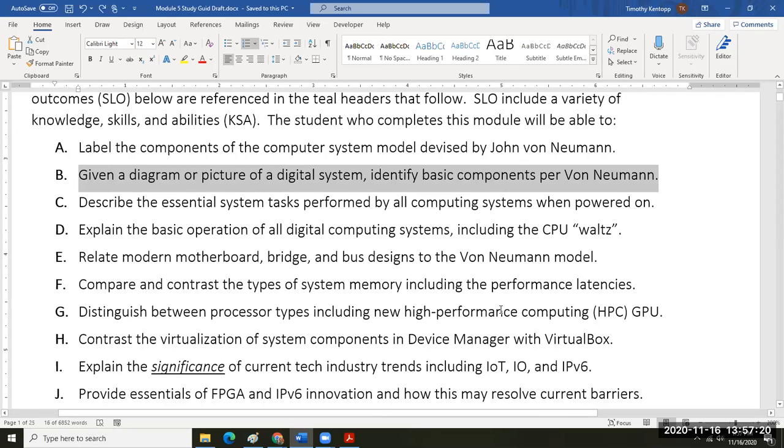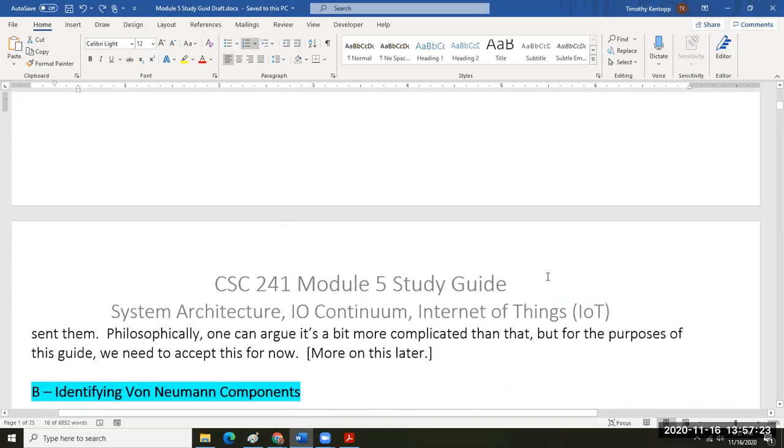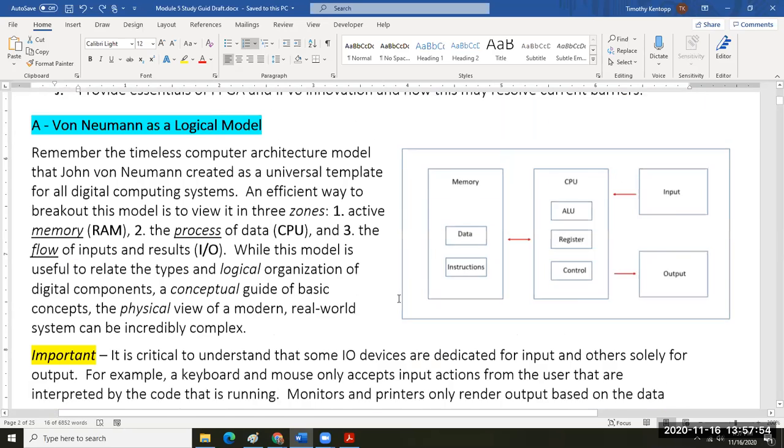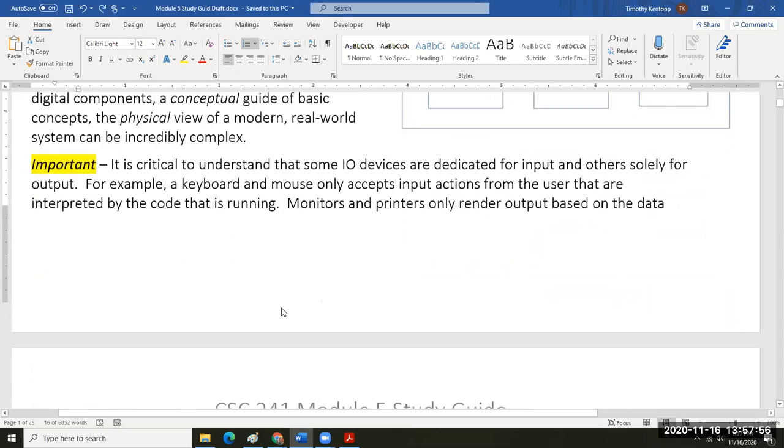So what do I mean? If I give you a picture like this, I need you to be able to tell me, oh, that's von Neumann, because I have memory, I have a CPU, and then I have reading and writing. So I have data memory, which is digital information, and I have instruction memory. That's actually the two components. Does everybody see that?